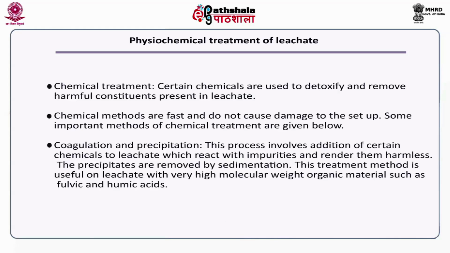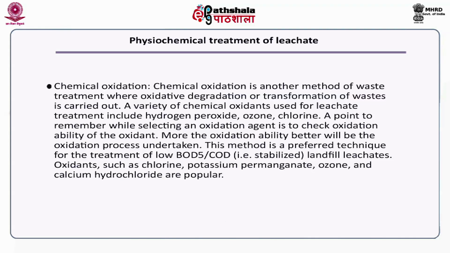Now, under coagulation and precipitation, the process involves addition of certain chemicals to the leachate, where the chemicals will act on the impurities that are present in the leachate and they will coagulate or precipitate them, which can be further removed by settling or sedimentation. This treatment method is useful on leachate which has very high molecular weight organic compounds like humic acid, fulvic acid, etc.